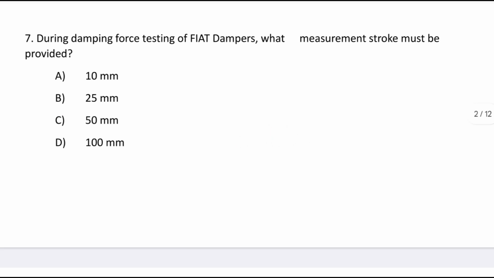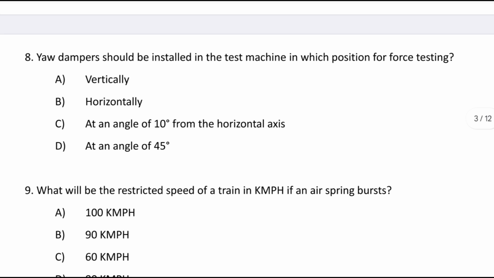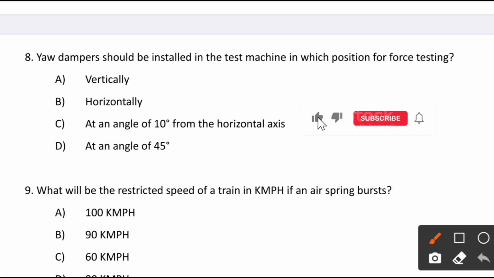50 mm. 8. How should dampers be installed in the test machine, in which position, for force testing? A. Vertically. B. Horizontally. C. At an angle of 10 degrees from the horizontal axis. D. At an angle of 45 degrees.